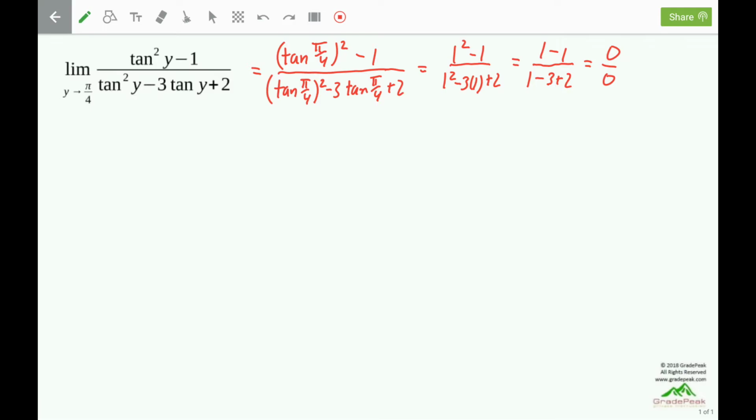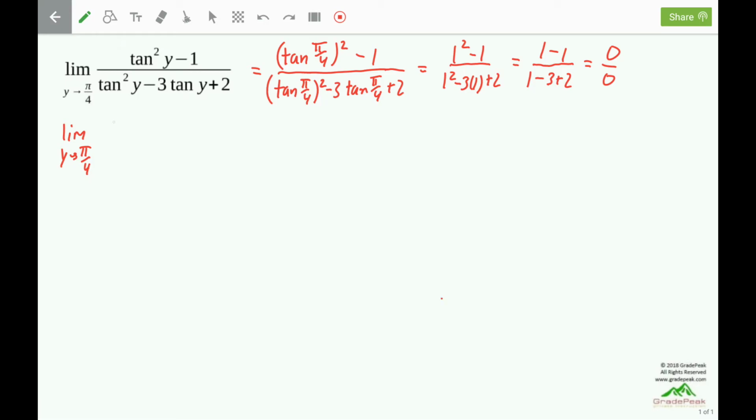This is resulting from trig functions, specifically tangent, in both the numerator and denominator, and the expressions that the tangents are involved in are both factorable. The numerator is a difference of squares, and the denominator is a trinomial quadratic, so we can try factor and cancel.